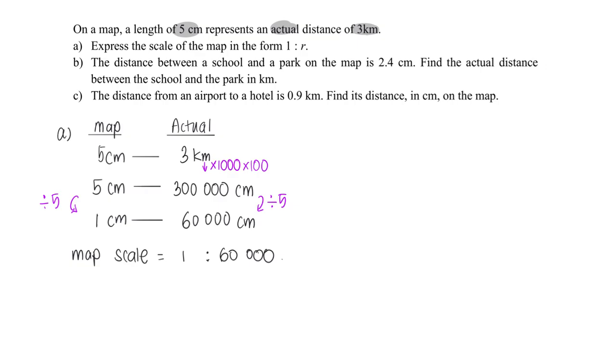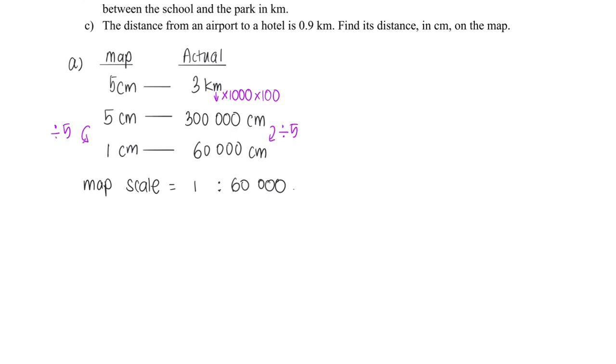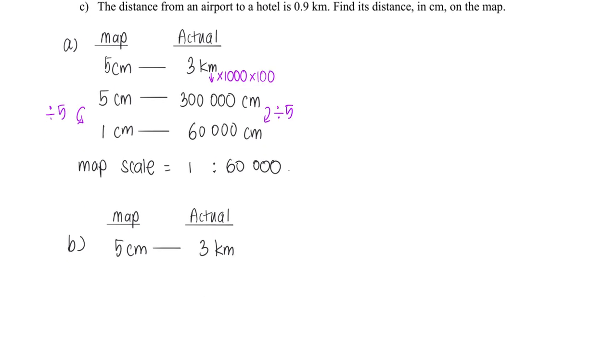Part B, find the distance between a school and a park. It is 2.4 cm on the map. What is the actual distance? So for Part B, again, I will have my map and actual. Map to actual, 5 cm represented by 3 km. It is important to take note that they want the final answer in kilometers, so I will stick to actual distance in kilometer units.